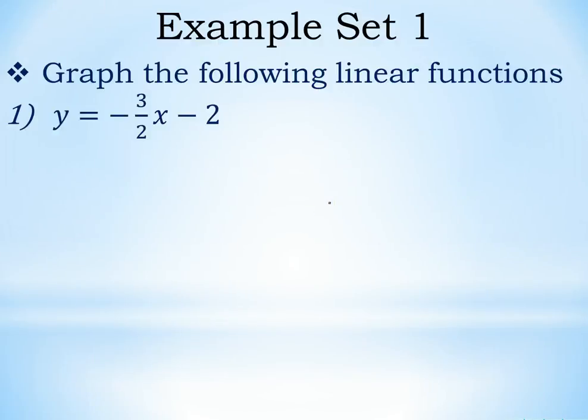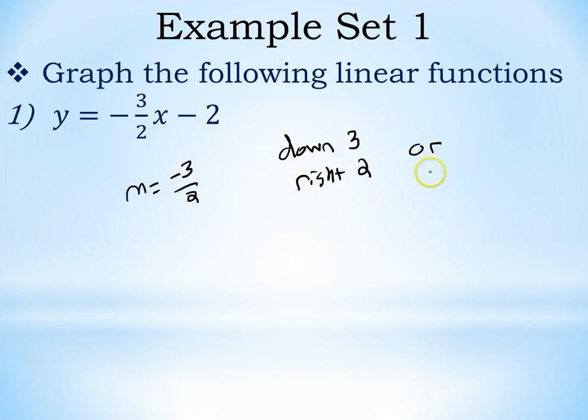Alright, so this one's a little more interesting. Y equals negative 3/2 x minus 2. So my slope is a negative 3 over 2, which means I'm going to go down 3, right 2. Or, if we think of it as 3 over negative 2, you also could go up 3, left 2.